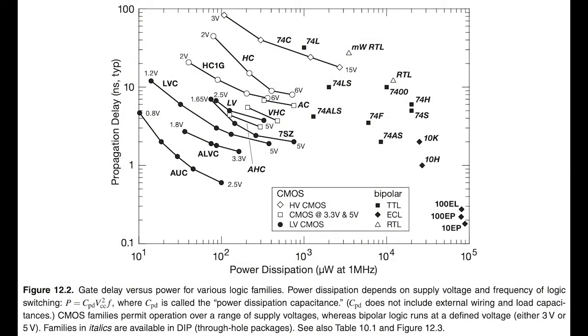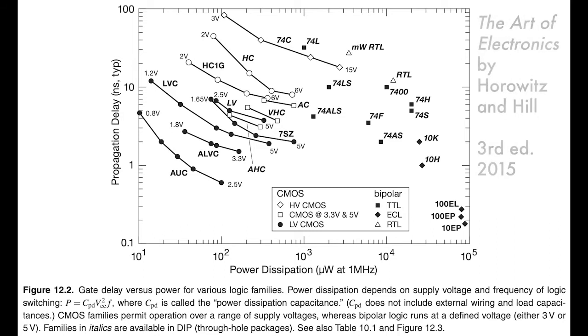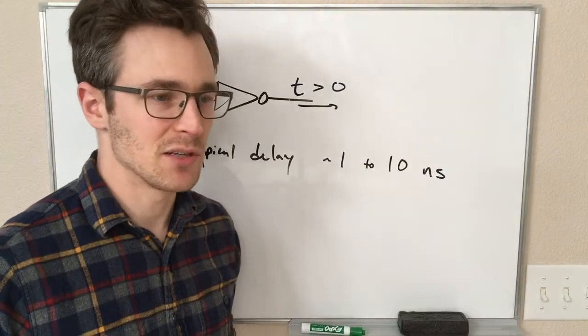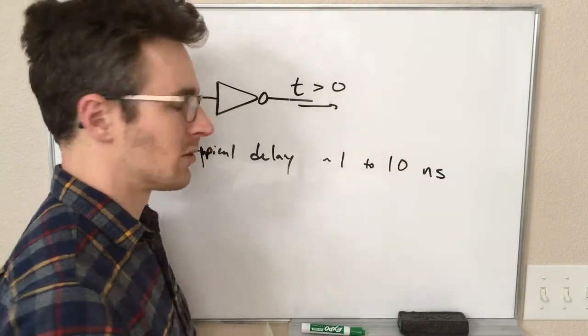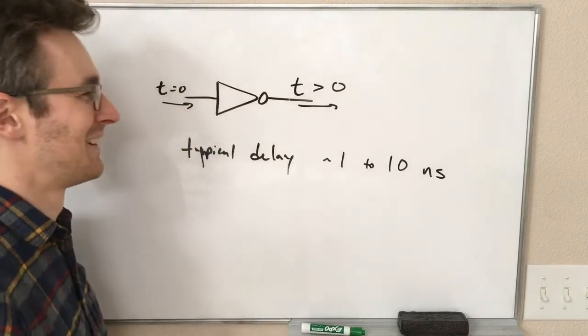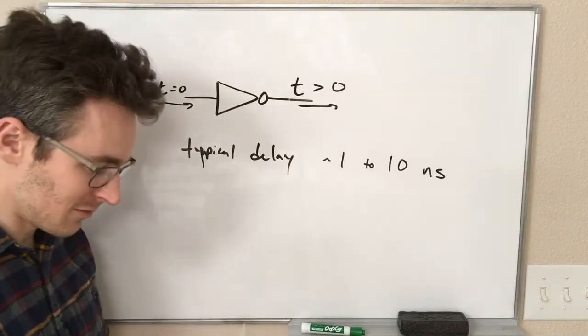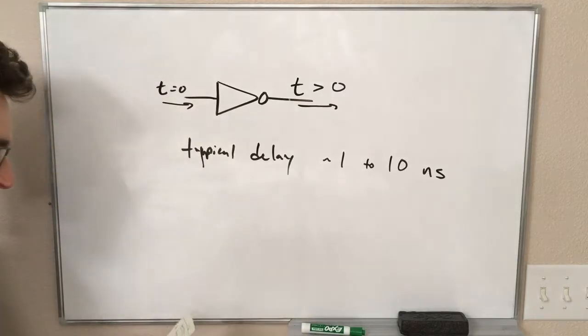To illustrate the range of different propagation delays, here's a figure from the 3rd edition of The Art of Electronics by Horowitz and Hill, showing propagation delay, the time delay for the gates, on the y-axis, and power dissipation at 1 megahertz switching on the x-axis for a bunch of different logic families. And you can see some of them are CMOS and some of them are TTL. If you're doing anything fast enough to be pushing those limits, you're going to have to learn more detail about this anyway. So I'm not too worried about filling you in on 100% of the details here.